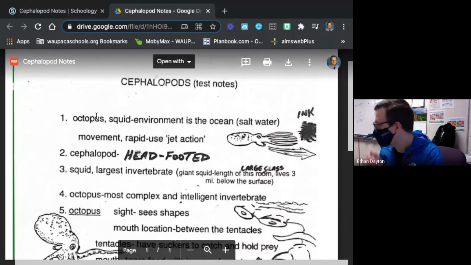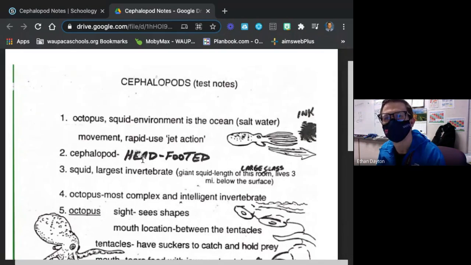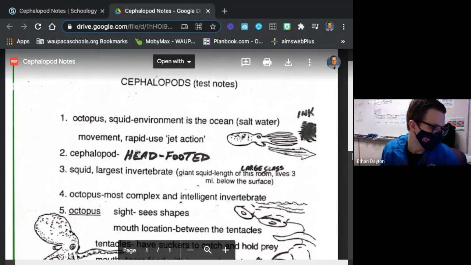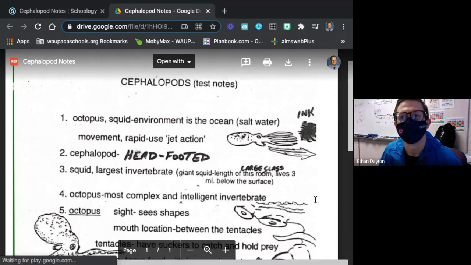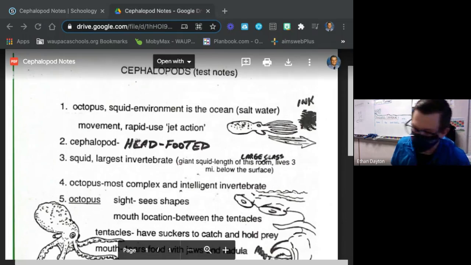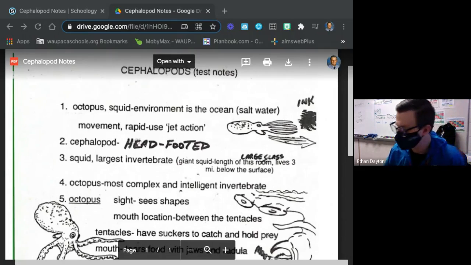Cephalopods. What does cephalopod mean, Aiden? Head-footed. Very good. Cephalopoda means head-footed. All right. What can the eye of an octopus see, Cooper? Shapes. There you go. Shapes.